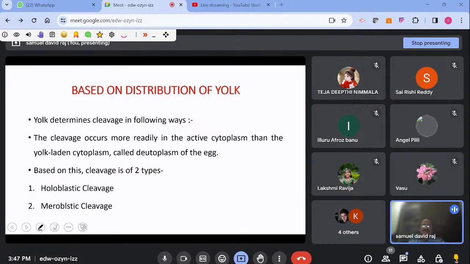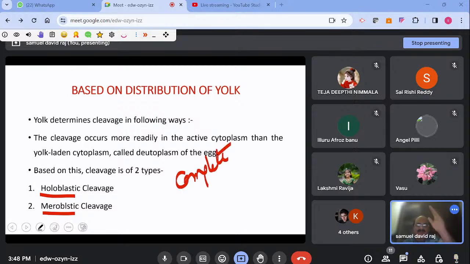And coming finally to the cleavage pattern based on the distribution of yolk. So already I told you, whatever yolk is present, it impedes the cleavage furrow. So the cleavage furrow cannot be found here. It should be found in the region where there is active cytoplasm. So the distribution of yolk also determines the cleavage, based on which the cleavage is of two types: holoblastic and meroblastic. Holo means complete, total.